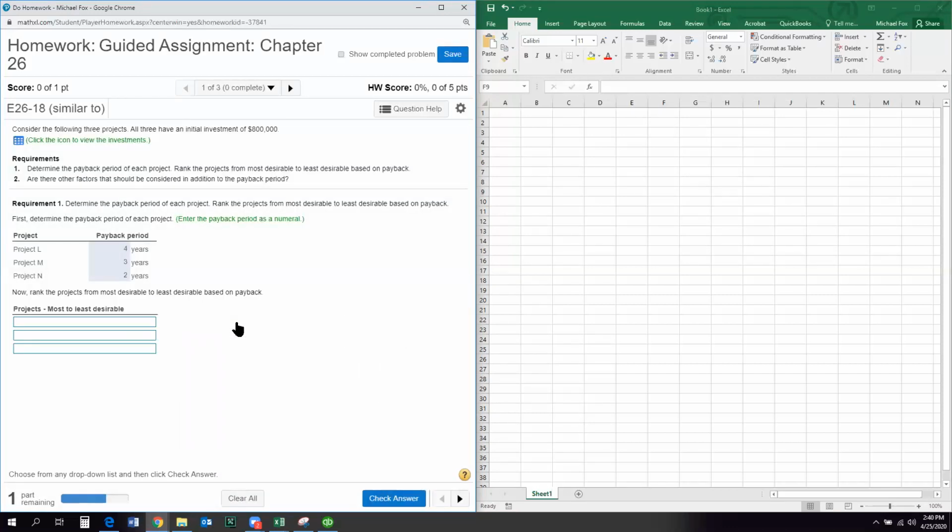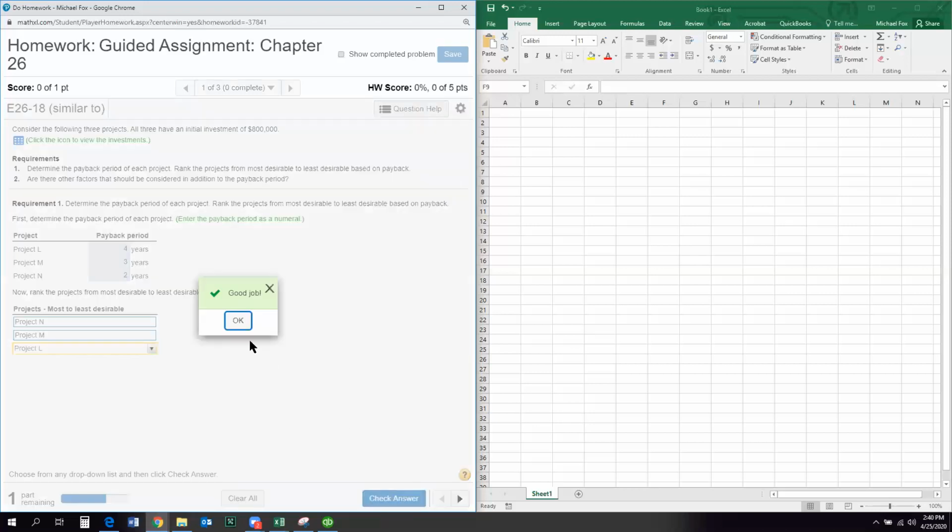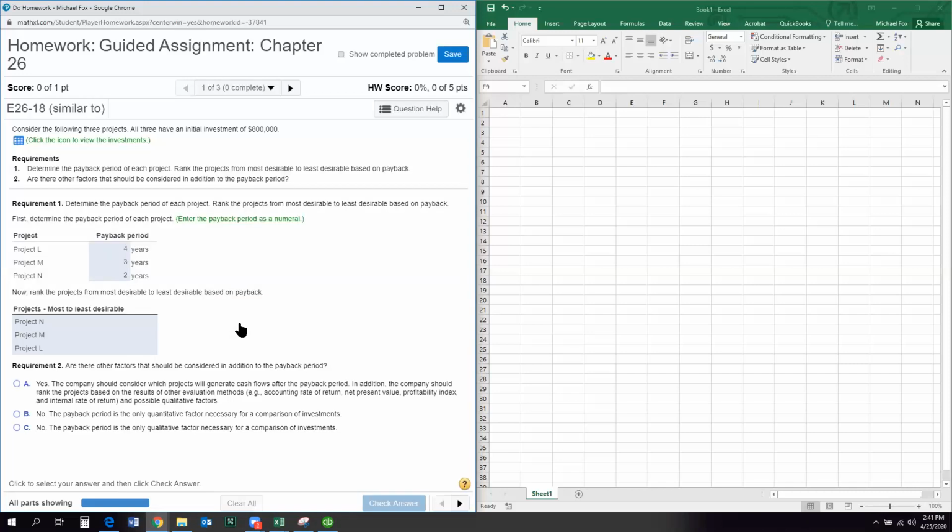It says rank them from most desirable to least desirable based on payback. And the answer is those projects that pay back faster we consider to be the most desirable. So there's that. And then it says, are there other factors that should be considered in addition to payback period? And the answer is yes.